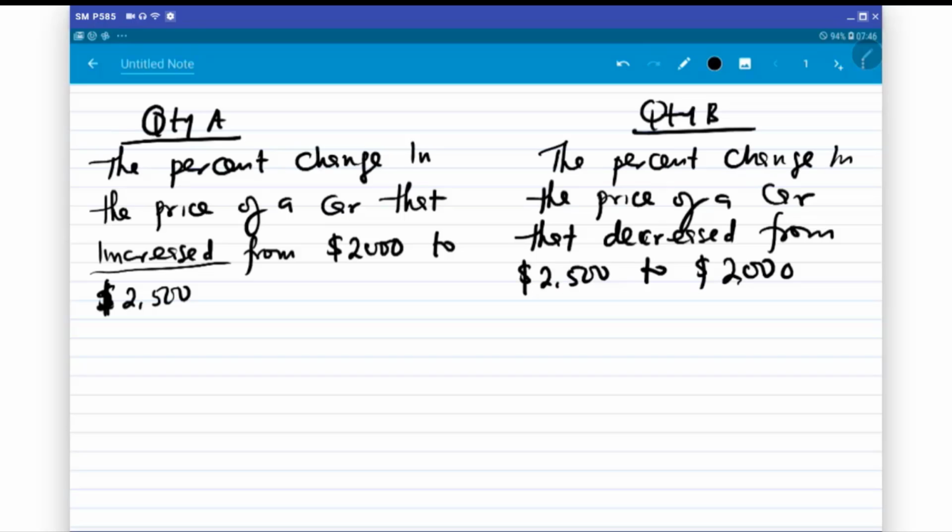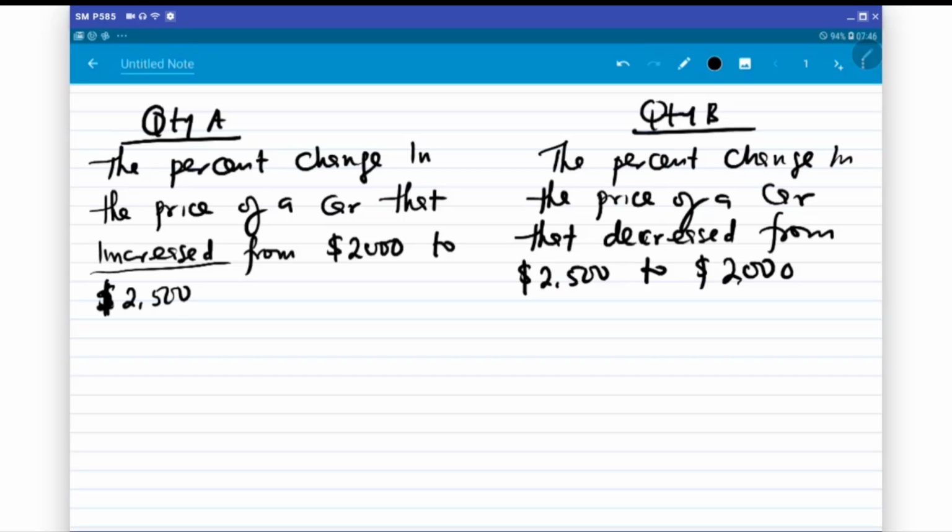Maybe you say the increase will be positive, decrease will be negative. No, that's not what the question is saying. We're talking about the percent change here. So we know the change could be an increase or decrease. It's fine. That's just talking about the direction of the change. But the value of the change will always be positive.